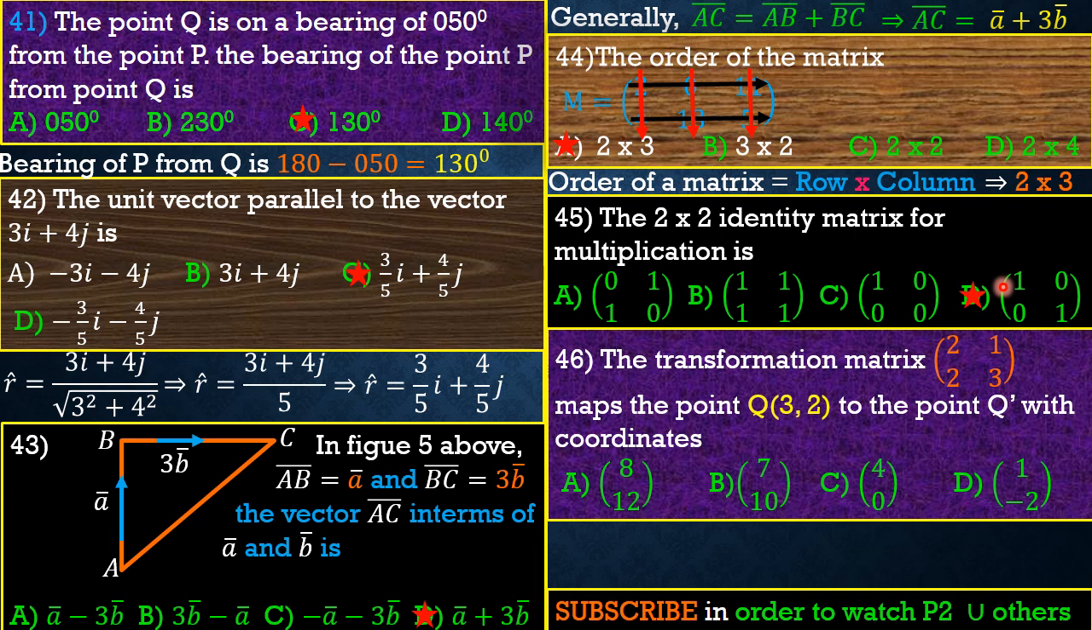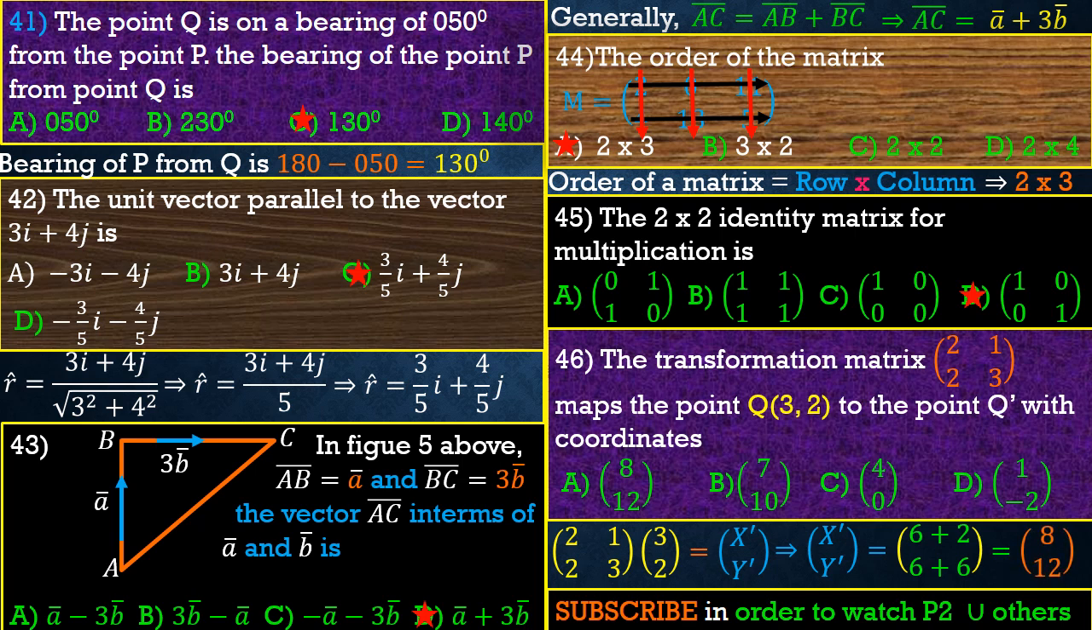Question 46, guys, simply reads that the transformation matrix 2, 1, 2, 3 maps the point Q, that's 3, 2, to the point Q prime with coordinates. So friends, to get the image of this point, all we need to do is multiply these points with the matrix 2, 1, 2, 3, which is going to give us our Q prime, which has coordinates x prime and y prime. If we perform the multiplication, we are going to have 6 plus 2, then 6 plus 6, which will give us a result of 8, 12. So guys, option A is the best option.